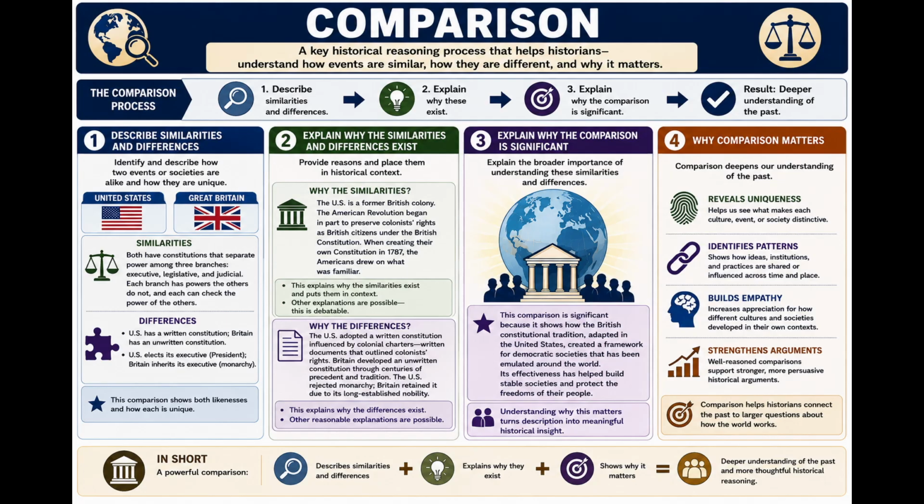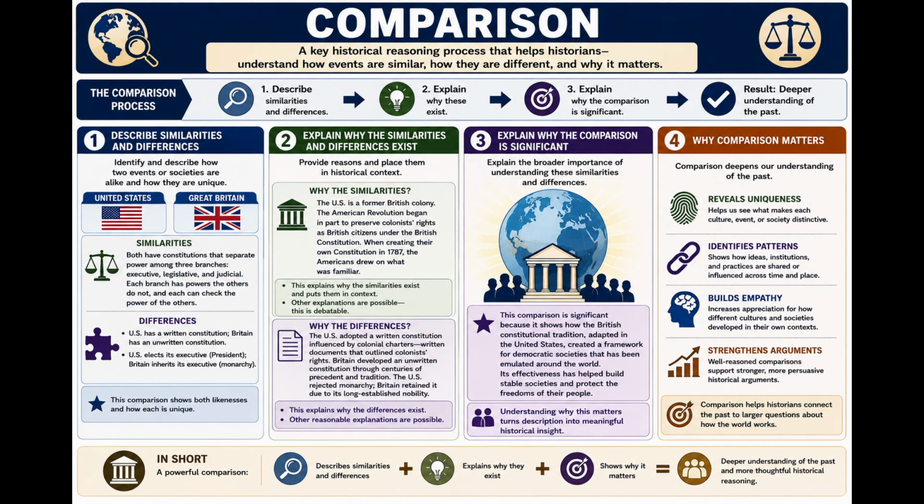Now, like I said, it's one thing to be able to describe or identify a similarity and difference, but we also need to be able to explain why these similarities and differences exist. So let's return to that comparison on the United States and Great Britain. An explanation as to why the United States Constitution is so similar to Great Britain's is that the United States is a former colony of Great Britain, right? And when the American Revolution happened, it was primarily concerned about preserving the colonists' rights as British citizens under the British Constitution. And so when the colonists made their own constitution in 1787, they returned to what was familiar to them, which was the British system of government.